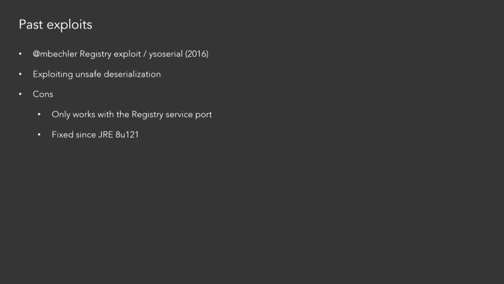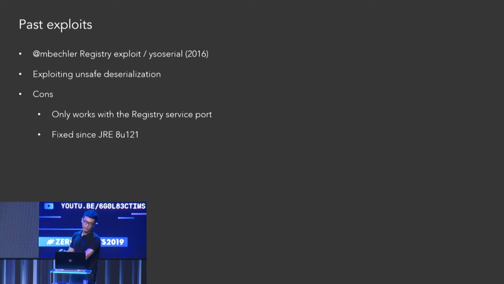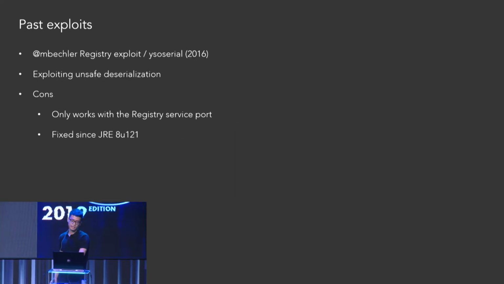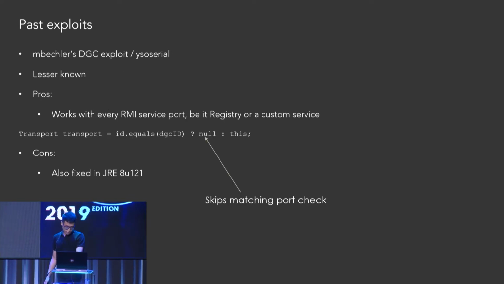The most well-known exploit in the past is from Moritz Bechler. He released a registry exploit on the registry service in 2016 that exploits unsafe deserialization. It has a couple of downsides in that it only works with the registry service, and it is fixed in JRE 8u121. So there's also the DGC exploit.